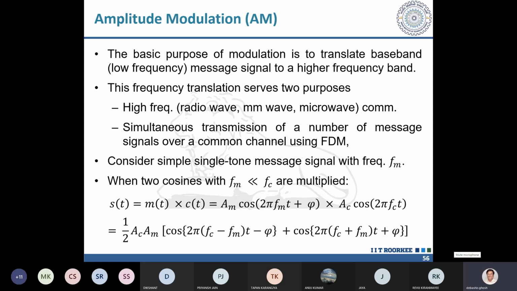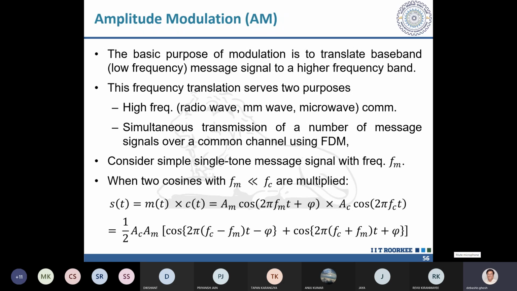Suppose I have a single tone message. Single tone means only one frequency is there. A message signal cannot in general be like that. For example, when I am talking, my voice has all the frequencies from 0 to 3.4 kilohertz. So it is a mix of many frequencies, the addition of many sinusoids of frequencies 0 to 3.4 kilohertz. That is my voice.